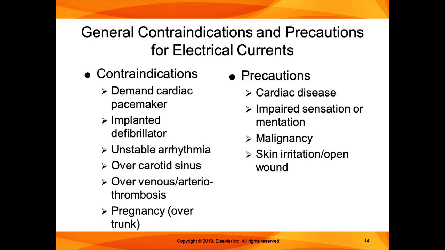Precautions: any cardiac disease is a precaution because you could potentially affect their natural electrical currents. Impaired sensation or mentation is a precaution for everything, as well you know. With impaired sensation, they're not going to be able to give you feedback on how it feels. Malignancy, of course, is a precaution, and so are skin irritation or an open wound, because you could irritate the skin more. There are times with some of the applications for wound healing, so it's a precaution, not a contraindication, but you want to do it with caution and thought.